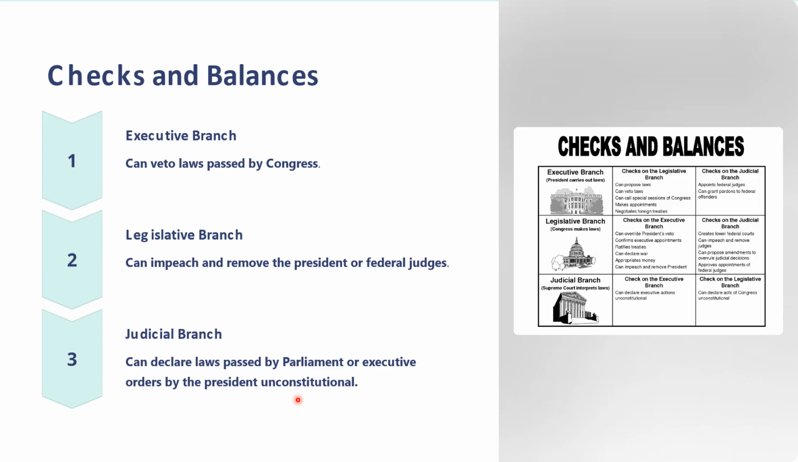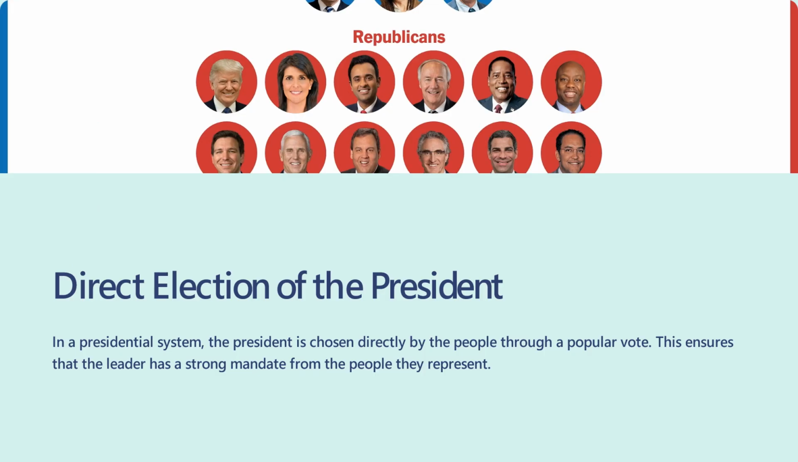So the system of checks and balances in a presidential system provides a framework for governance that promotes accountability, transparency, and prevents abuse of power. In a presidential system, the direct election of the president is a process where voters directly cast ballots for their preferred candidate.